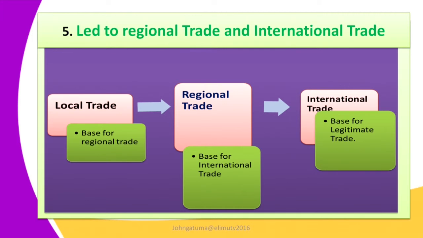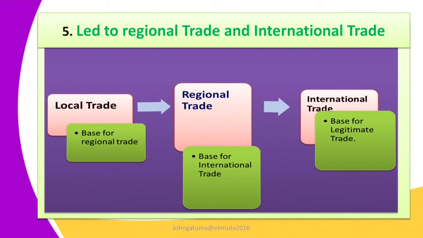In my illustration, you can see the local trade. It gave birth to the regional trade. The regional trade gave birth to the international trade. And international trade, on the other hand, led to legitimate trade. We shall discuss these types of trade. Therefore, this one came because there was early existence of the local trade at the village level.